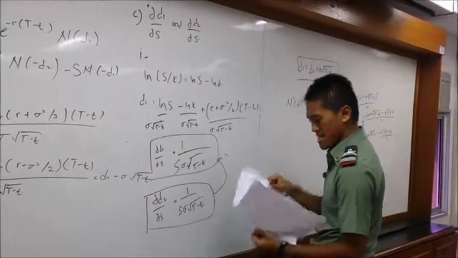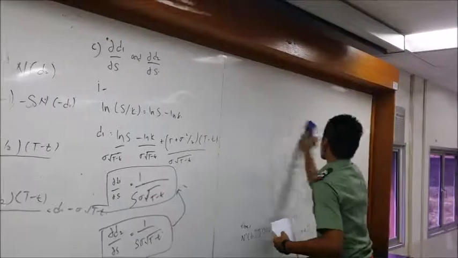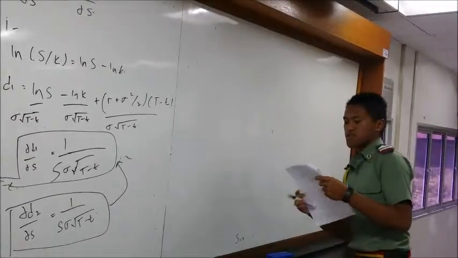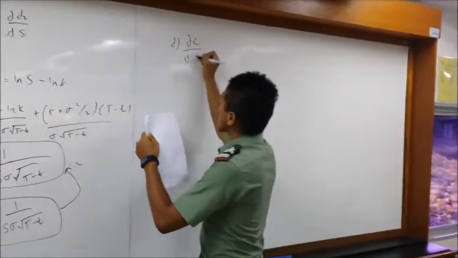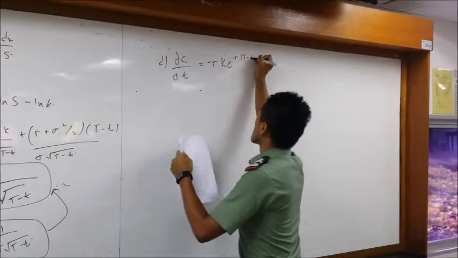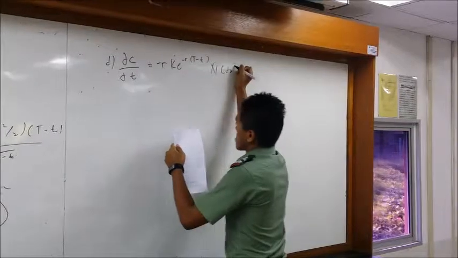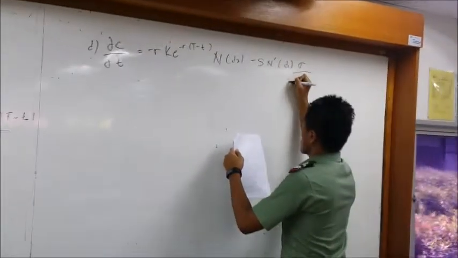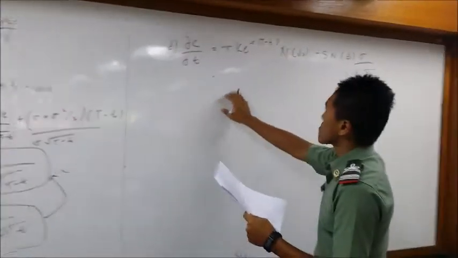Now we proceed to question D. For question D, we must show that ∂C/∂t is equal to minus r K e^(−r(T−t)) N(d2) minus S N′(d1) σ over 2√(T−t). Okay, this is question D.